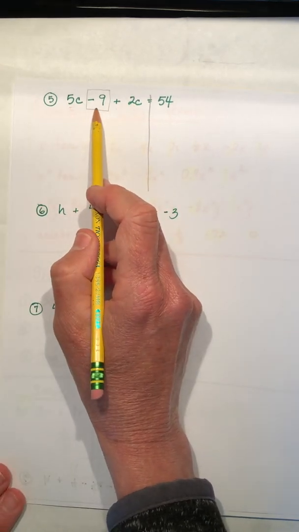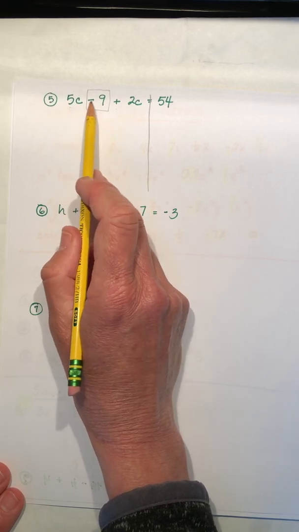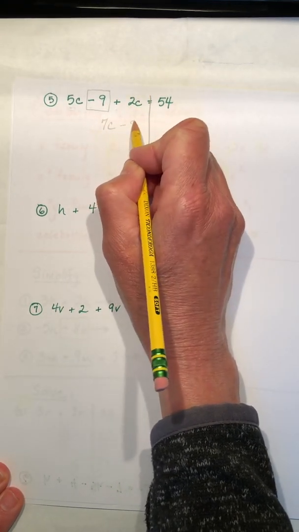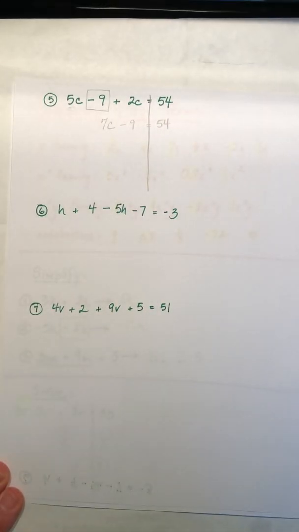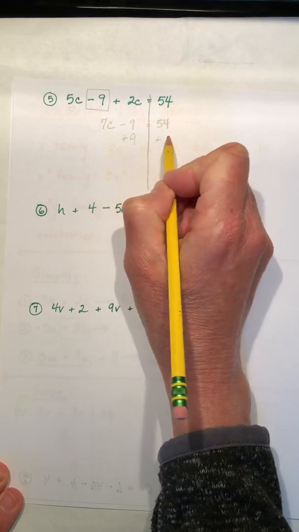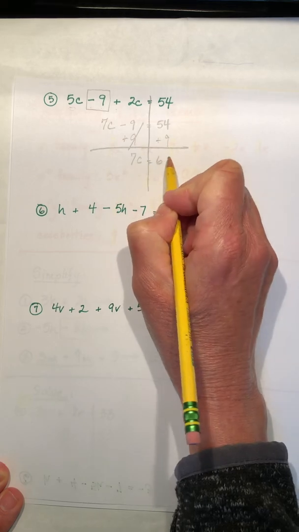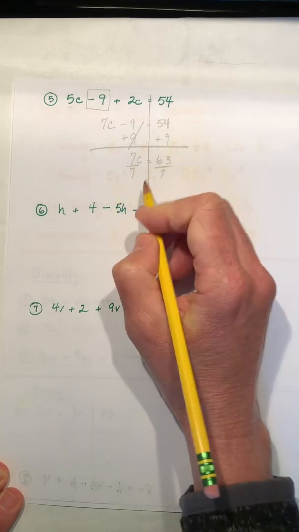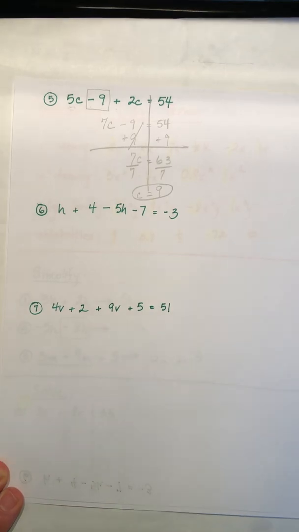When we box in the subtraction, that shows us that that minus sign goes with the 9. So we're left with 5c plus 2c. So we have 7c minus 9 equals 54. I can add 9 to both sides. 7c equals 63. I'm dividing both sides by 7. And c equals 9. 2 more.